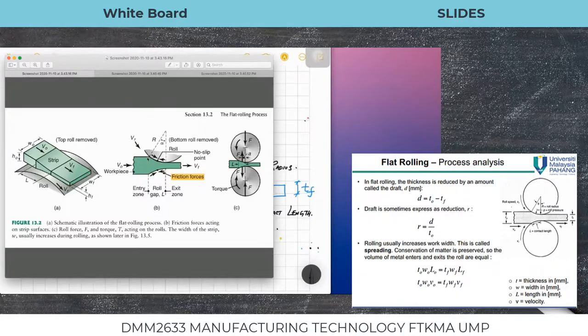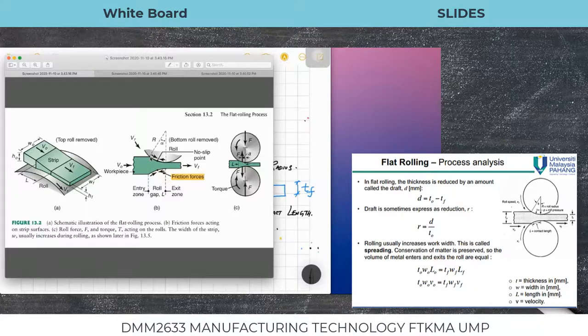The initial zone is called the entry zone. Then we enter the roll gap, which is called the contact length area, and then we approach the exit zone. When the roll touches my workpiece, friction also starts happening. Whenever you touch something, you can feel that there is friction. If you put your hand on the table and try to slide your hand on the table, you will feel friction.